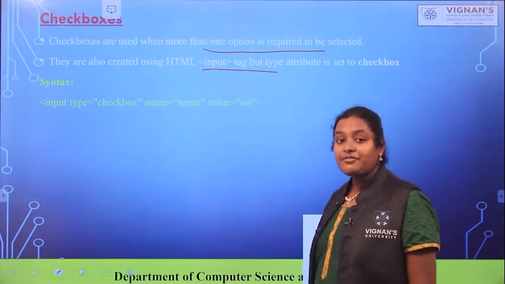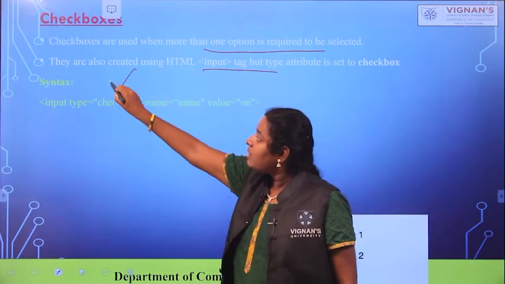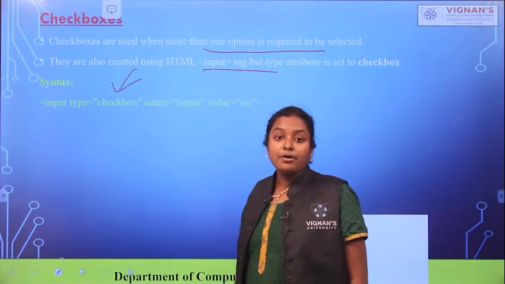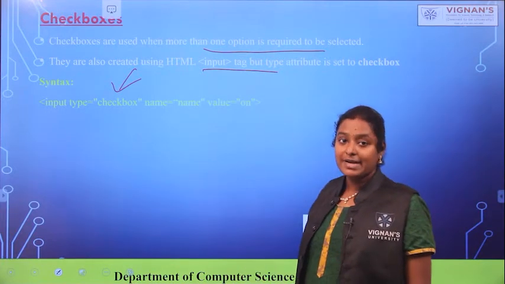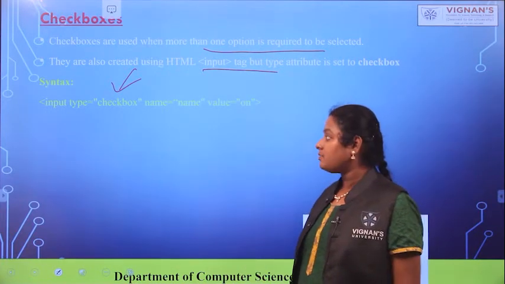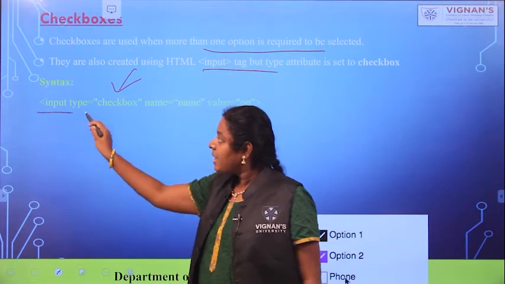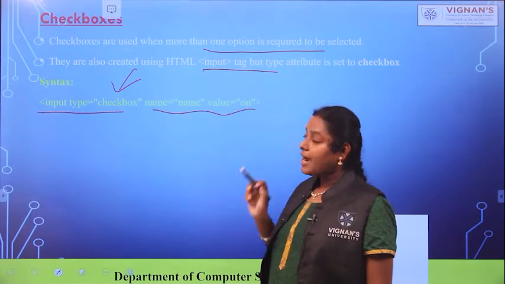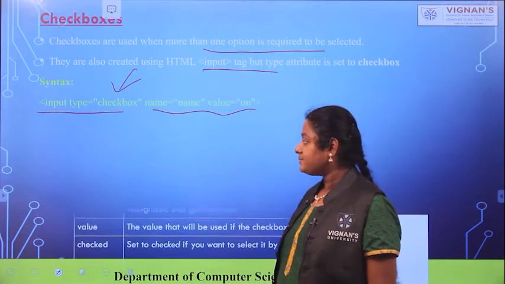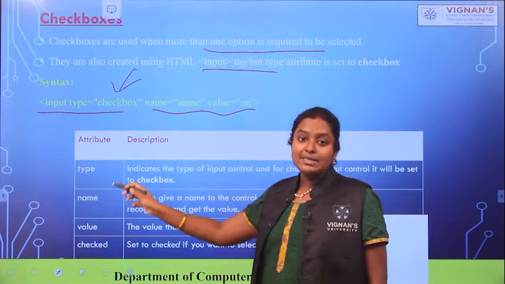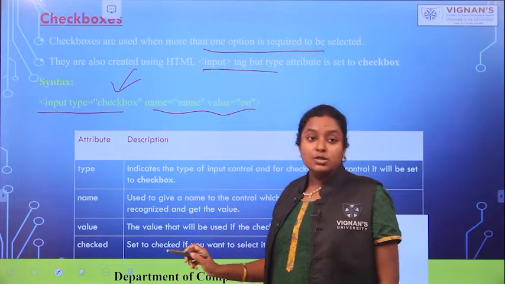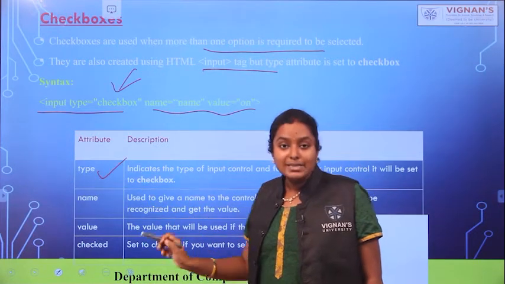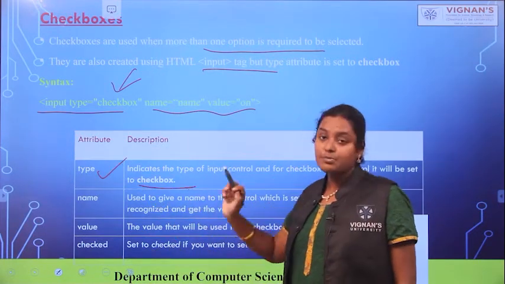So what will be the difference? Where you have to change is the type. Within the type you have to give type equal to checkbox for creating the checkbox control. So if you see here, input type equal to checkbox. And these are the common attributes for every tag. Again we are going to discuss all these attributes. So what is the type attribute? You must give type equal to checkbox.